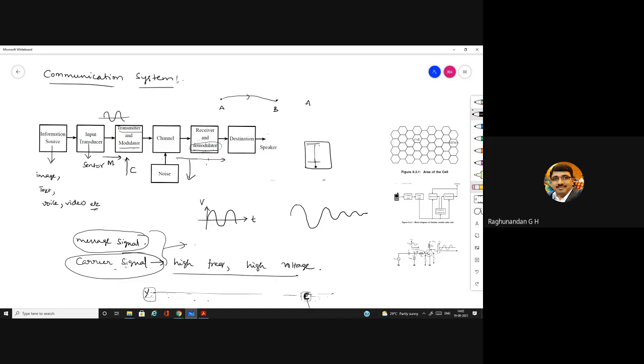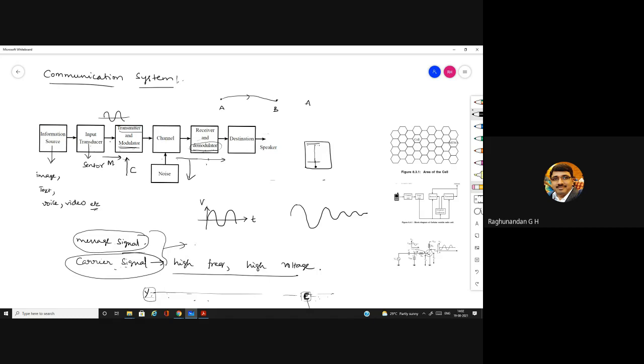Coming to this, after the transducer we get an electrical signal. To that electrical signal, the modulator is going to add a carrier signal. To generate that carrier signal, it will have an oscillator, which we'll study in module 4. In general, an oscillator is a device which generates oscillation, or signals of any desired frequency. This carrier signal will be of very high frequency and high voltage.